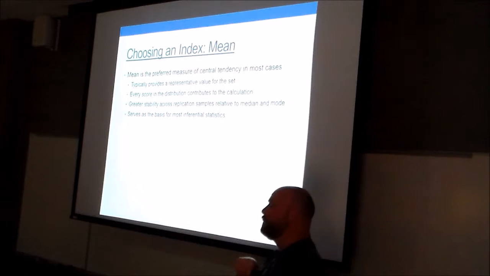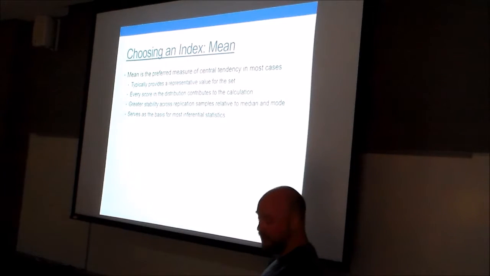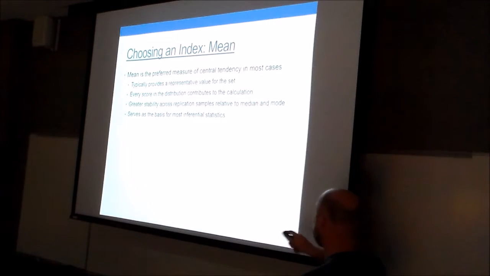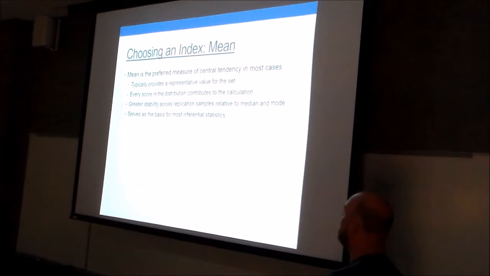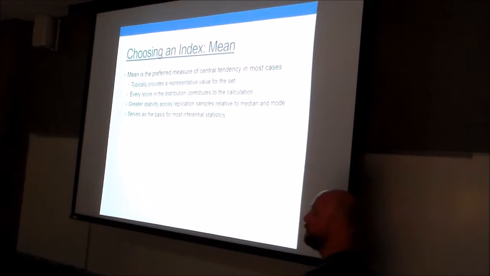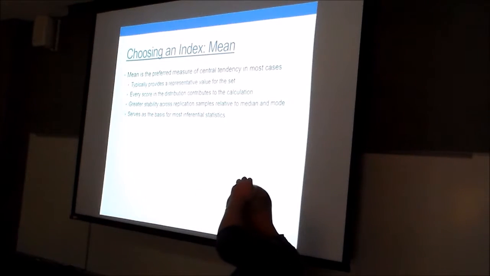So when do we choose what index as our measure of central tendency? Our mean, this is going to be what we're shooting for in most cases. Why is that?